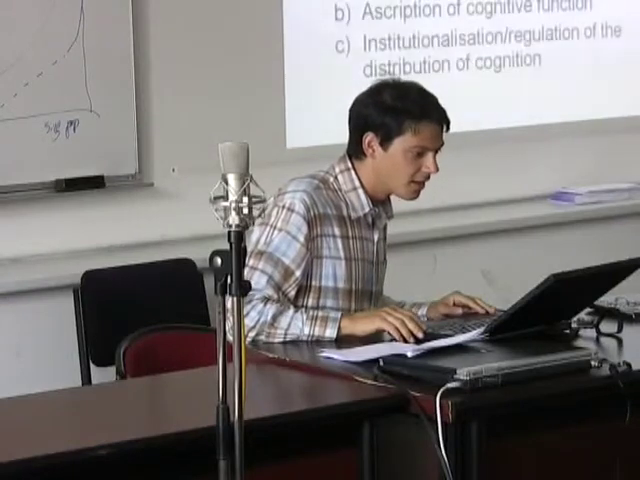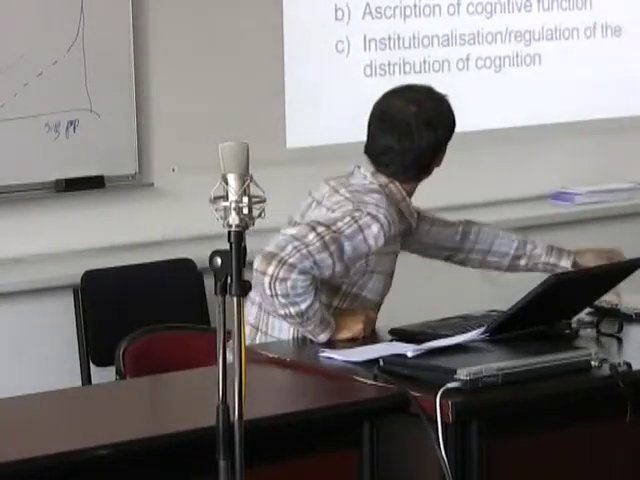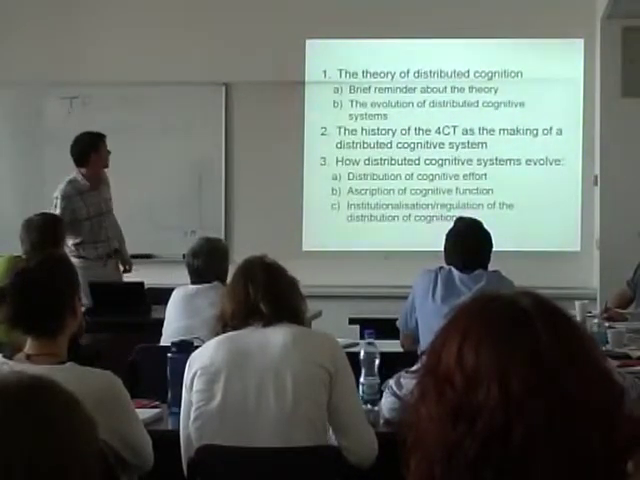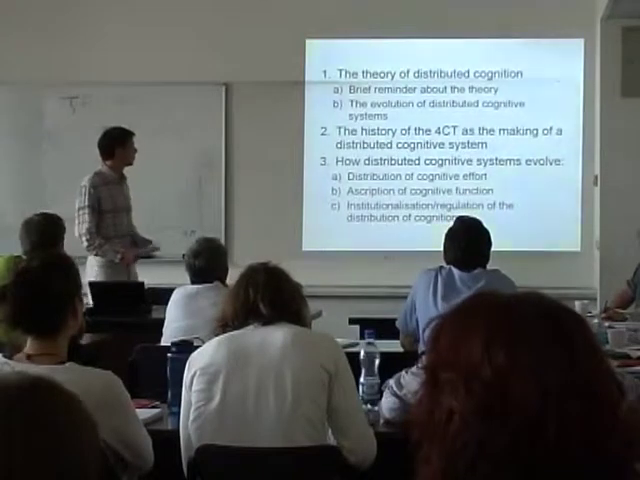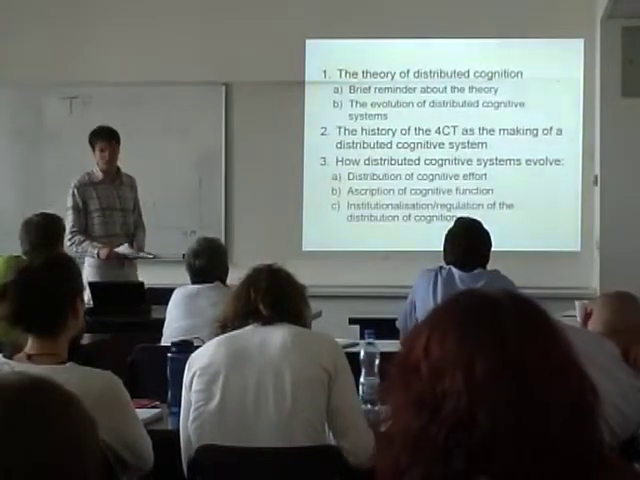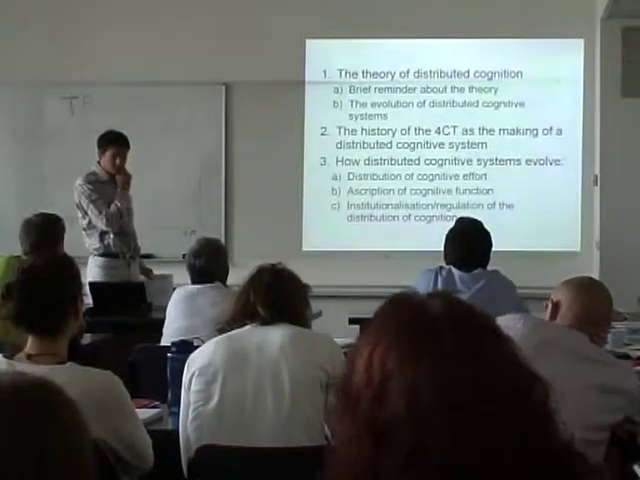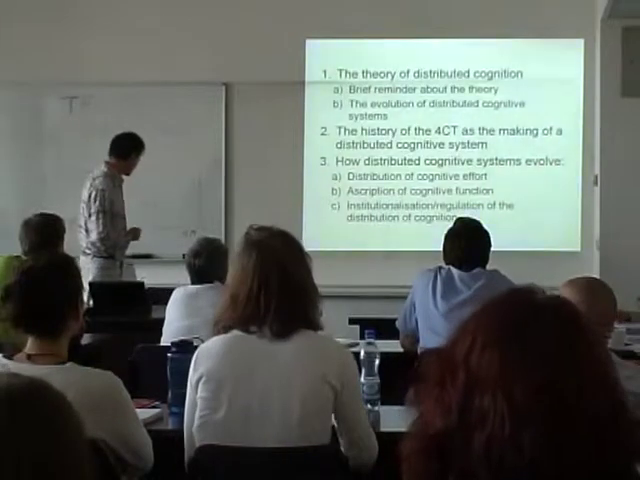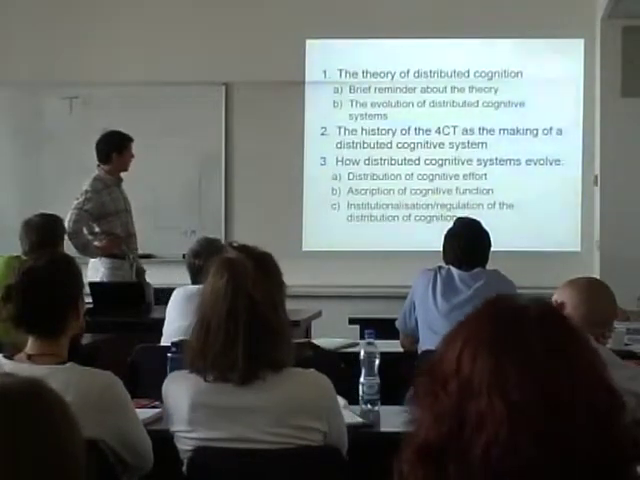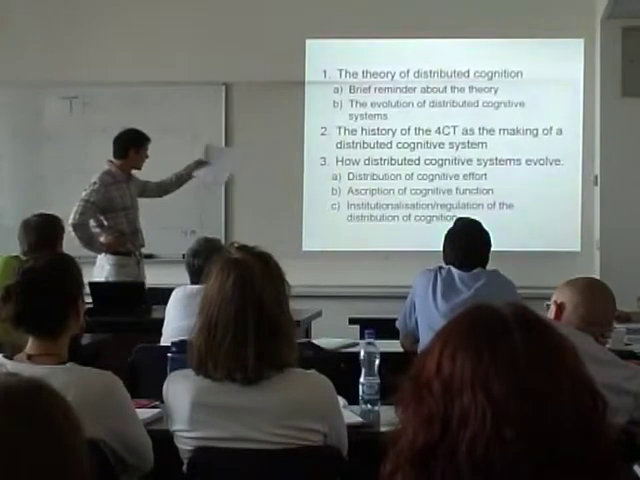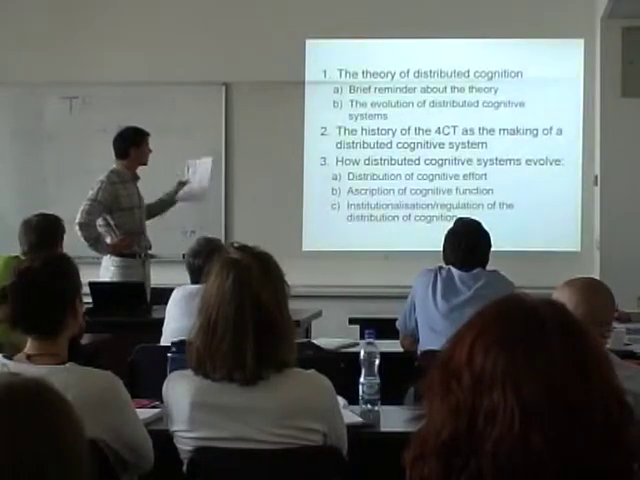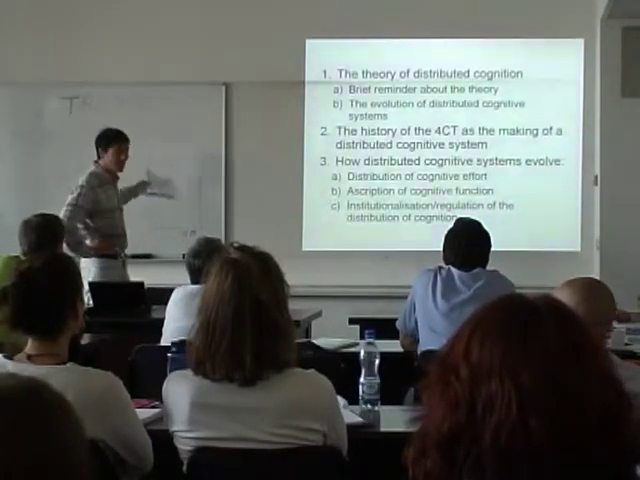So this is a plan of my talk. I will talk about a framework in cognition and culture, which I think is very important and about which we didn't talk until now, which is the theory of distributed cognition. I think this theory is pretty successful and widely used among anthropologists. So I have a brief reminder about the theory, and I will ask about the evolution of distributed cognitive systems, then using the epidemiology of representation.